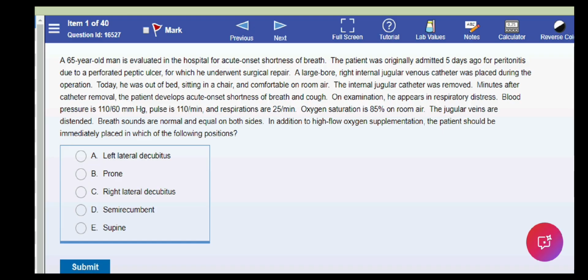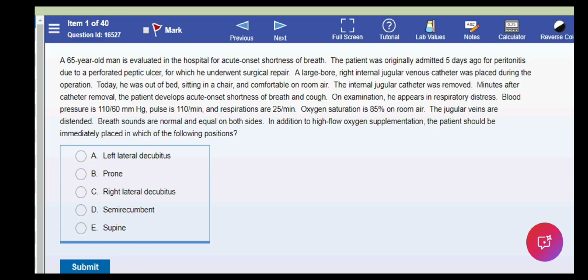We have a 65-year-old man evaluated in the hospital for acute onset shortness of breath. But let me reassure, the voice is good, right? You see the PDF. If there's any problem, just let me know. Okay, so let's continue.